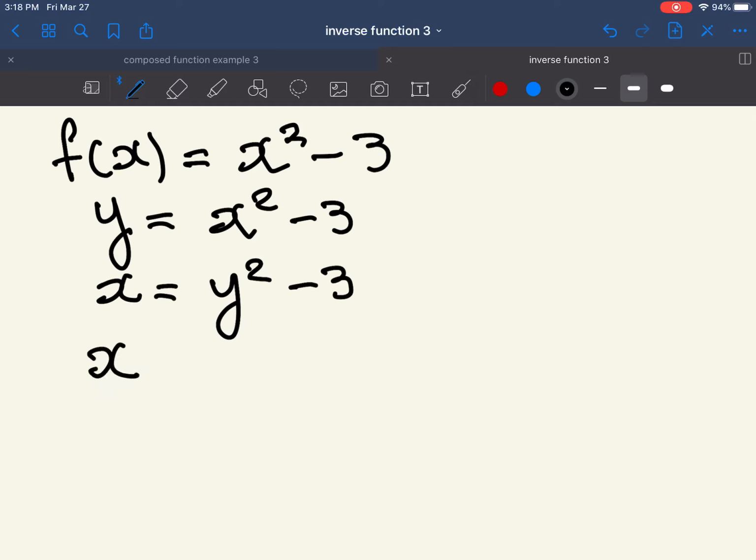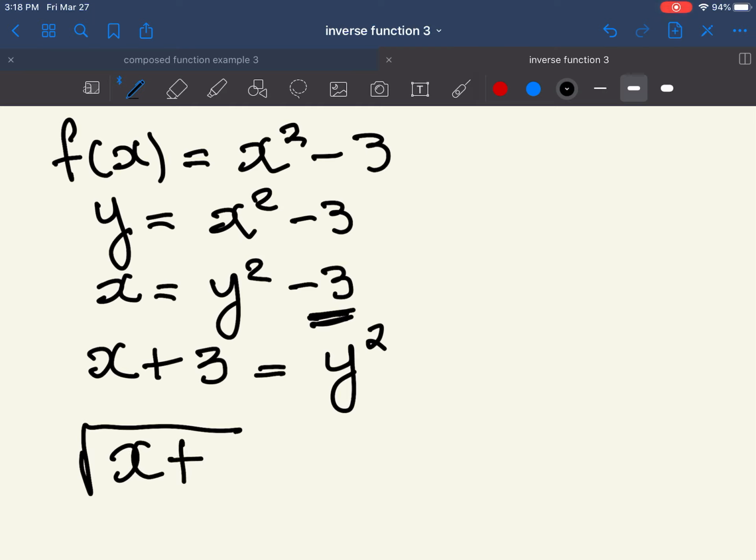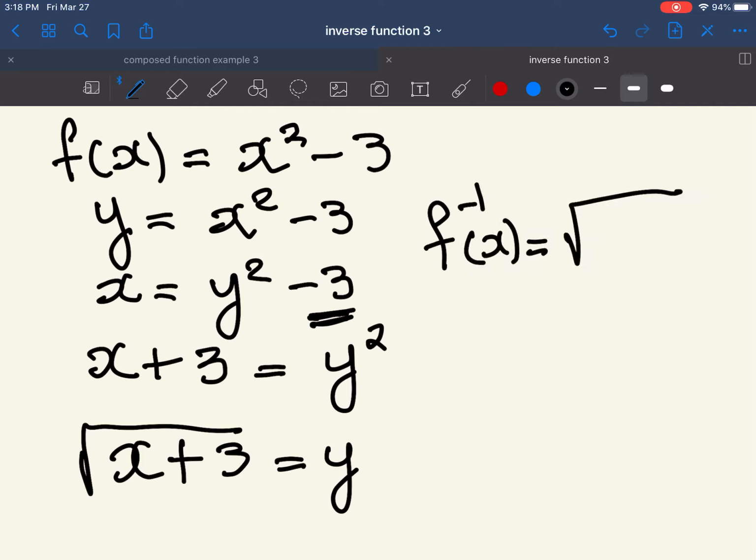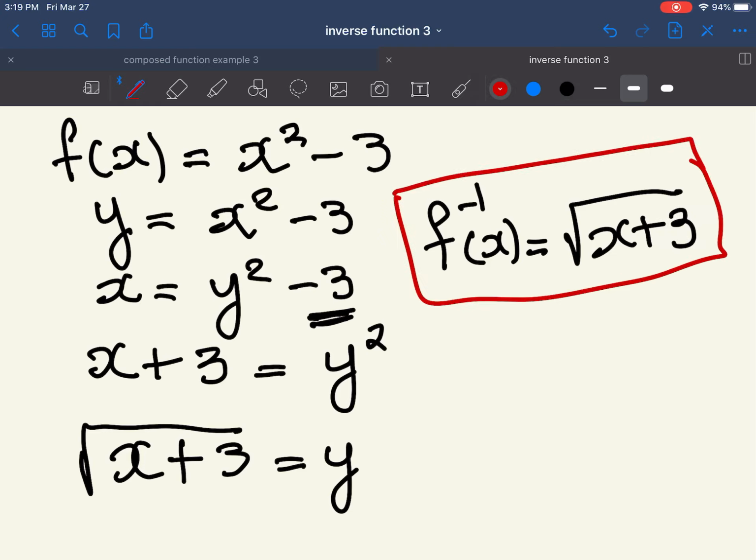Now I say x, this 3 is subtracting, and when you move it to the other side it is adding, and now it's y squared. To eliminate the square of the variable y, you take the square root: square root of x plus 3 equals y. Then finally my inverse function is the square root of x plus 3, and this is my final answer.